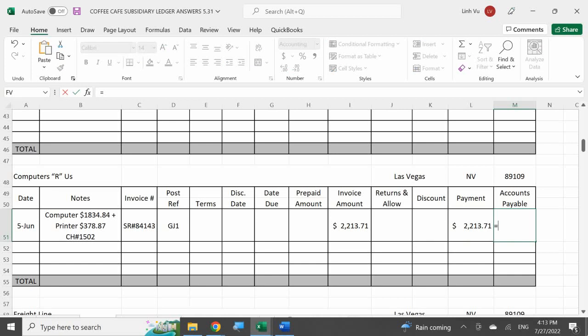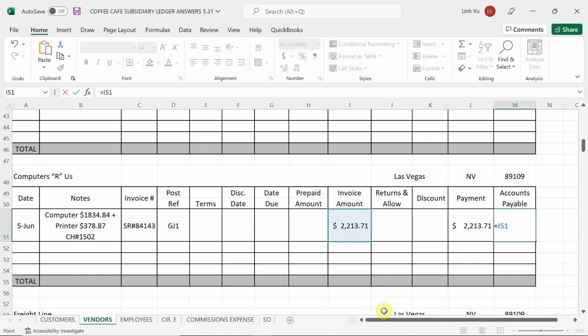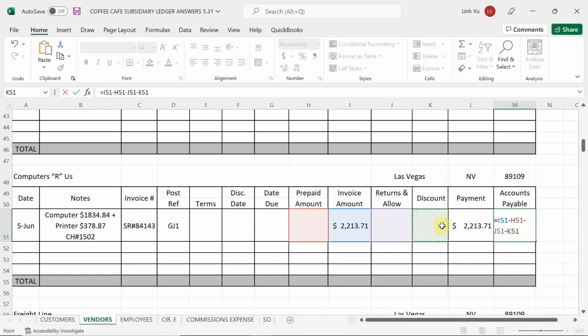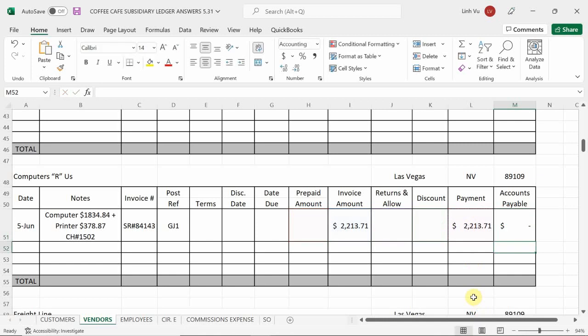So once again, how much do I owe Computers R Us? Well, the formula is going to be your invoice amount of that $2,213.71. You're going to subtract any prepayments, okay? So a down payment would be considered a prepayment. I'm going to subtract out my returns and allowances, subtract any discounts, and subtract any payments, and that's going to give me a grand total of $0 that I owe because the amount that I purchased it at, I paid the exact same amount. Okay, and that means I owe Computers R Us $0.